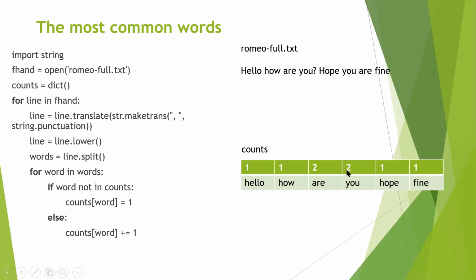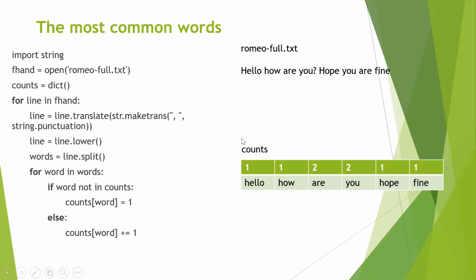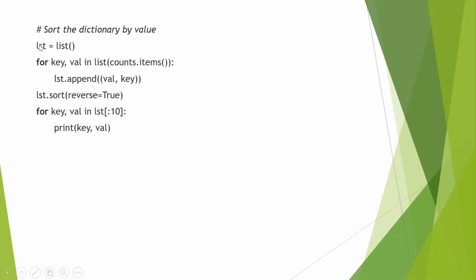So once you have this dictionary, now based on this, count which is the most commonly used word. How do I do it? I cannot sort a dictionary directly. You cannot say counts.sort. That's not possible. You have to create a list for that. So how do I create a list? I create an empty list called lst. I add the elements of this counts, so I can say counts.items. I add both the key and the value to the list called lst.